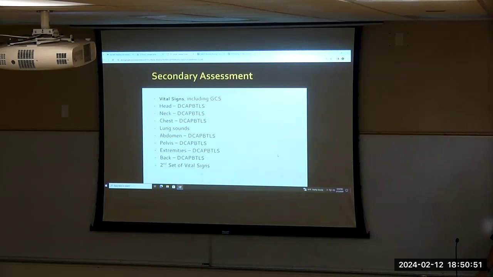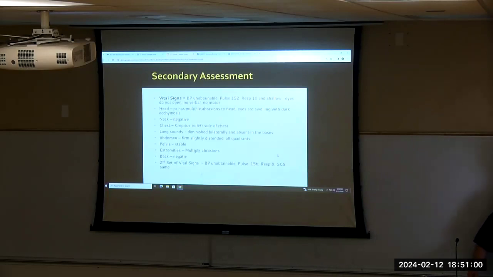Secondary survey. You guys need to know your GCS. You've had ample time to memorize it. Blood pressure is unobtainable. Pulse rate's 152, his respiration is 10 and shallow. He's going the wrong direction, kids. His eyes don't open. He's got no verbal response, no motor. What's his Glasgow Coma Scale? 3. That's an easy one. But at least he has room for improvement. It's not going to get worse than a 3.